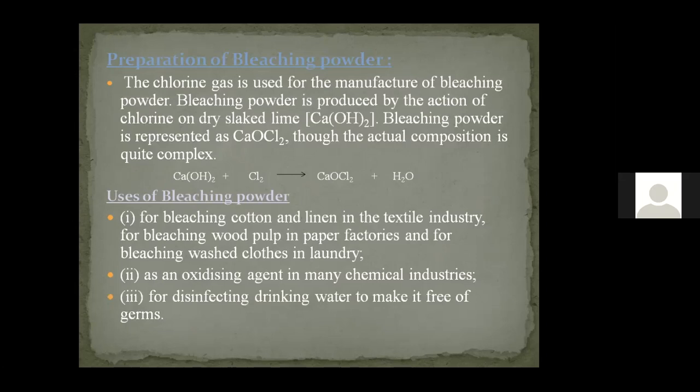The third use is as a disinfectant. That is, to kill the germs and to remove the non-degradable materials, bleaching powder is used. It acts as an oxidizing agent, which provides oxygen for the cleansing purpose, and the water becomes free of germs. So these are the three main uses. Along with that, it is also used in the manufacturing of chloroform as a starting material. So these are the 3 or 4 different uses of bleaching powder.